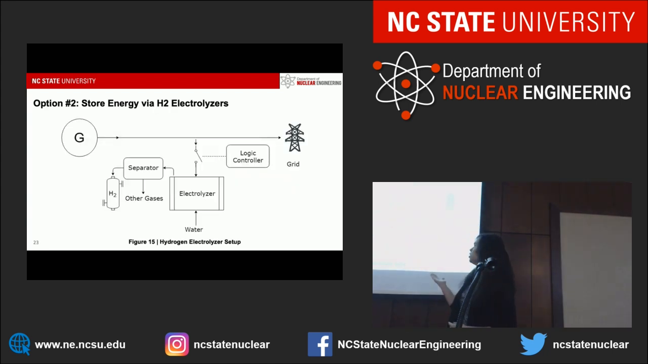So here is the schematic for our second option. It's the integration of hydrogen electrolyzers only. Here, the reactor will only be supplying power to the grid as well as the electrolyzers.